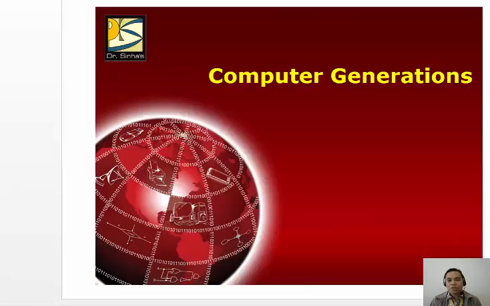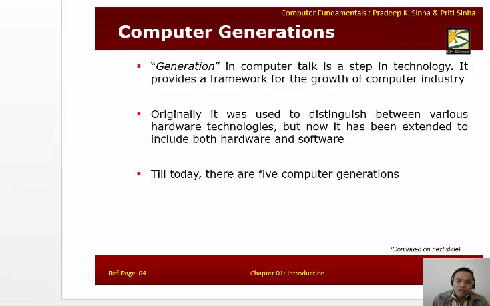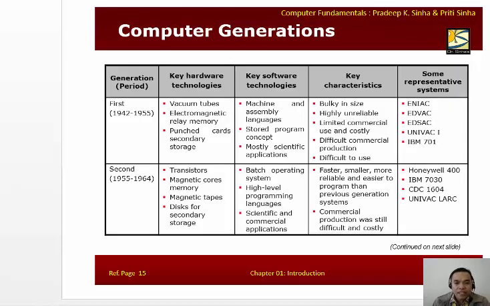Now, let's proceed to the computer generations. We have 5 computer generations. We're going to focus on the various hardware technologies and software technologies applied in every generation. The first generation happened in 1942 to 1955. Kindly take note of these hardware and software technologies, and the key characteristics.